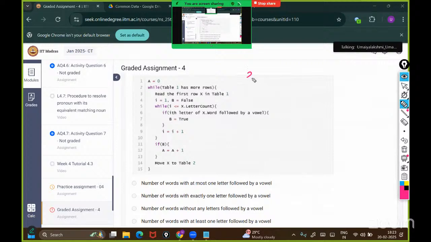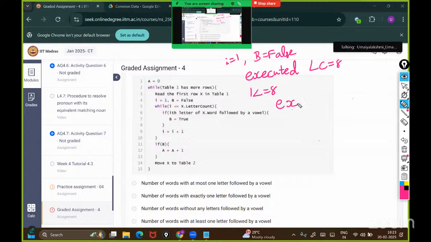Yes. So let's say I'm taking the word as executed. What is the I value initially? 1 and B is false. Is this how you are asking? Yes. So now I is equal to, what is the letter count here? 8. Yes, the letter count is 8. So it will check whether 1 is less than or equal to 8. Yes, the condition is true. So I have to take E, whether it's followed by a vowel.